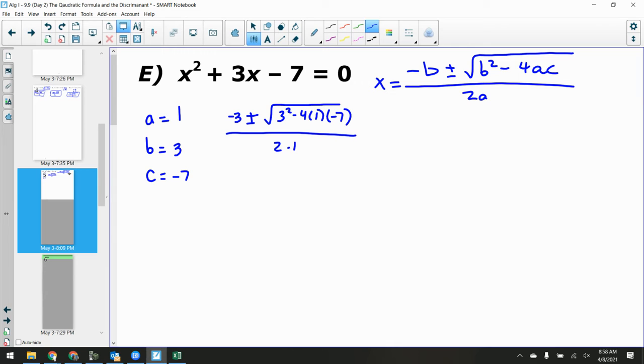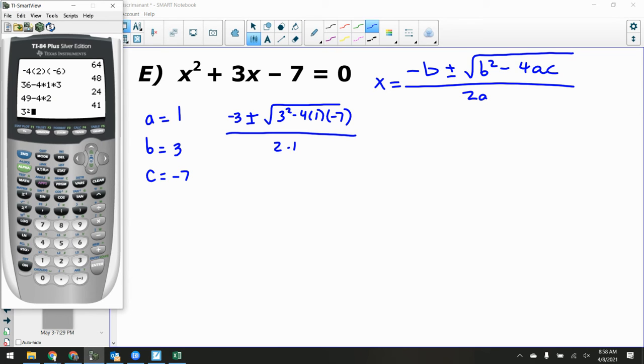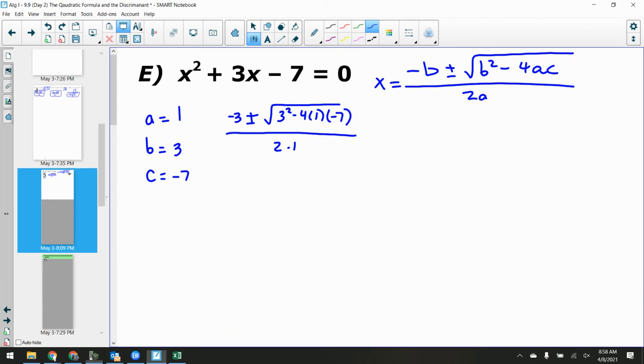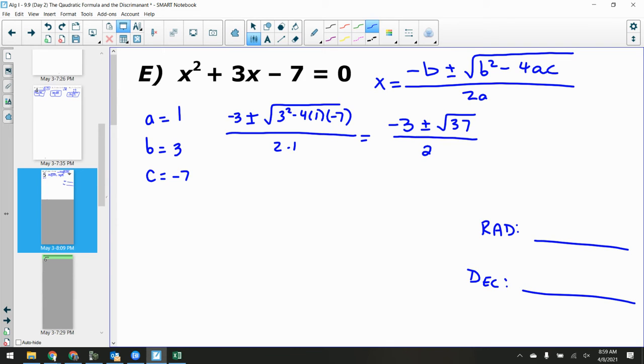Now what's going to happen here is underneath the radical, I'm going to get 3 squared minus 4 times 1 times -7, and I'm going to get a number that's not a perfect square. When you get a number that's not a perfect square, you have to write it as a radical answer and a decimal answer. Like this one, on the quiz that we'll take on Monday, you're going to have 2 sets of answer blanks for this. Radical answer, decimal answer.